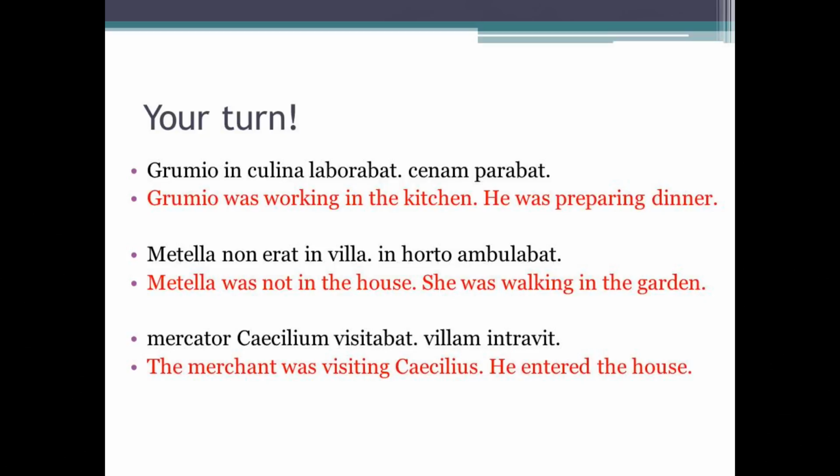And finally, Mercator Caecilium visitabat, villam intravit. This means the merchant was visiting Caecilius. He entered the house. So notice in all of these sentences that the subject of the sentence is not repeated again in the next. But you can tell who's doing the verb by the verb ending.